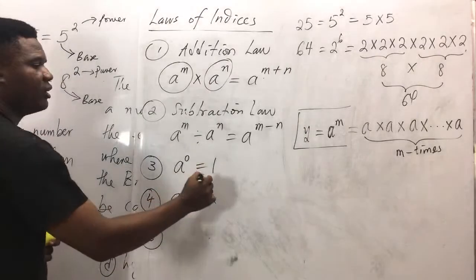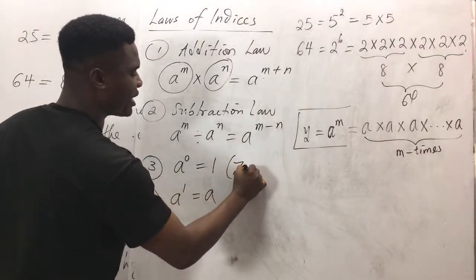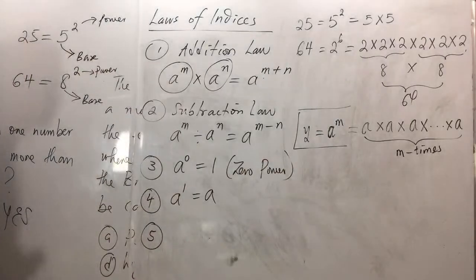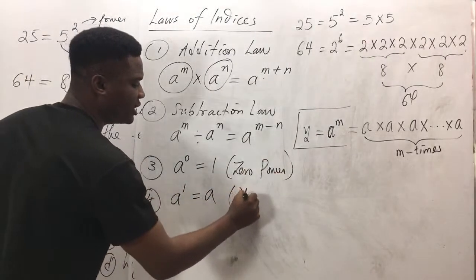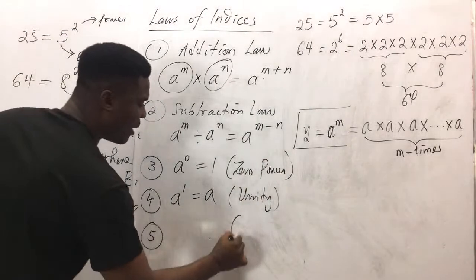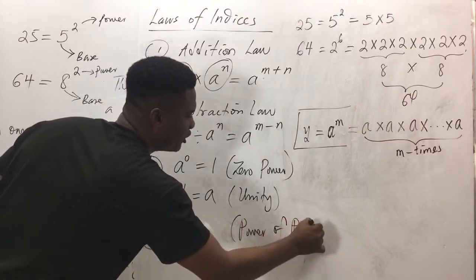Law number 5, of course, you can call this law the law of zero power. You can call this law the law of unity. Then comes another law, the law of powers of power, or the law of exponent.